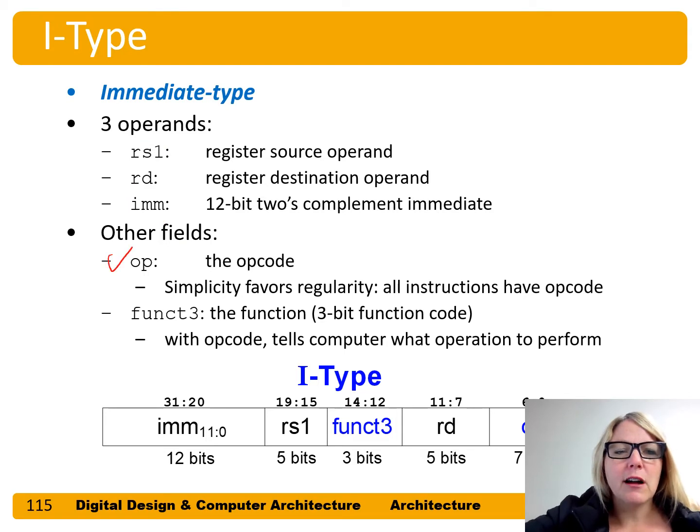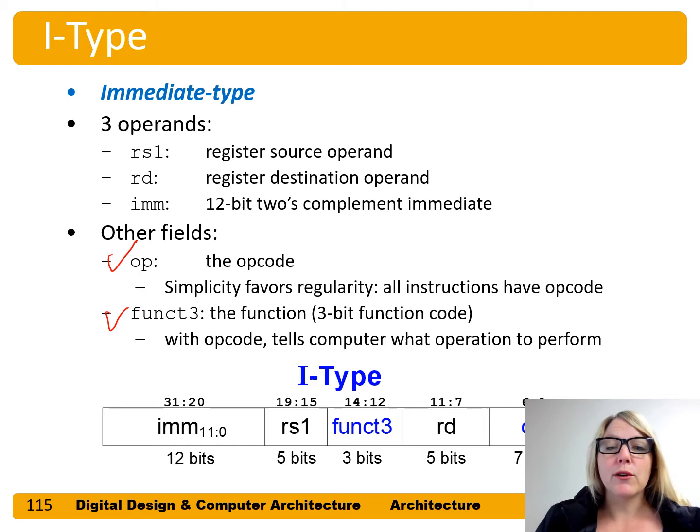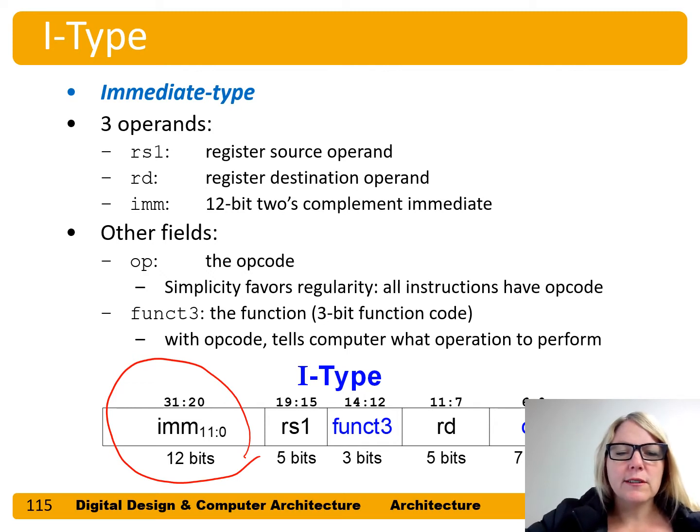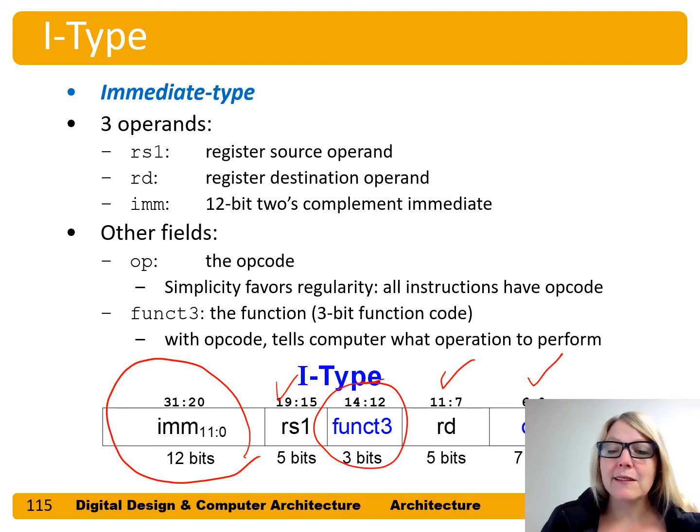As for other fields, it still has an opcode, just like the R-type instruction. Actually, all instructions have an opcode. And funct3, this 3-bit function code, together with the opcode, tells the computer what operation to perform. Here's the format of this I-type instruction. We have our 12-bit signed immediate field first, then RS1, funct3, and RD. And on the rightmost, the least significant bits, is our 7-bit opcode.